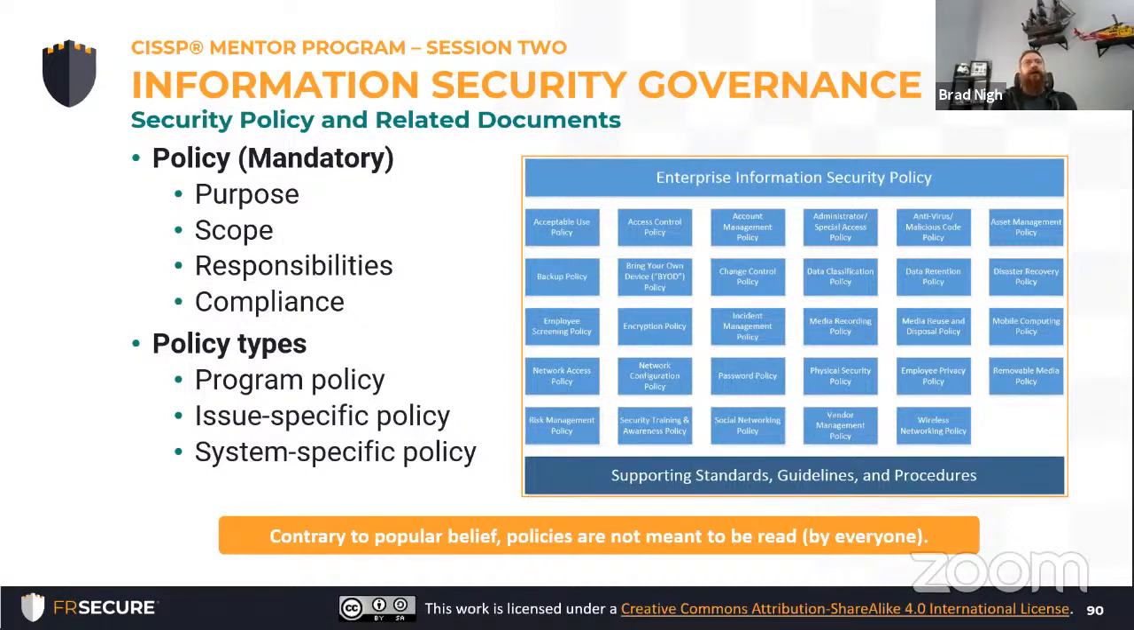But as a user, I don't need to know what's in a change control policy. That may not have any relevance to me. Why am I going to have to read it? Here at FRSecure, we actually took the acceptable use policy, which takes all the user-specific responsibilities out of the other policies into one, right? Makes it a lot easier for the users. Hey, if I have a question about what I'm supposed to be doing, I go to this policy. I only have one that I have to look for.